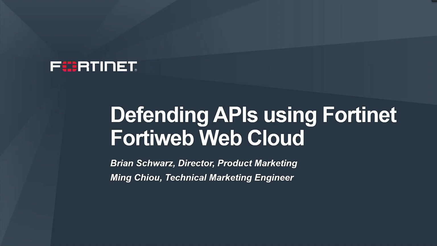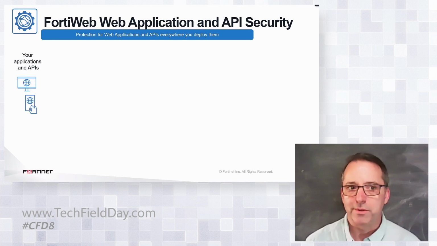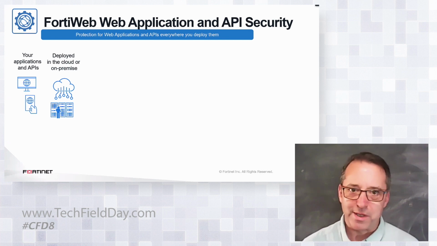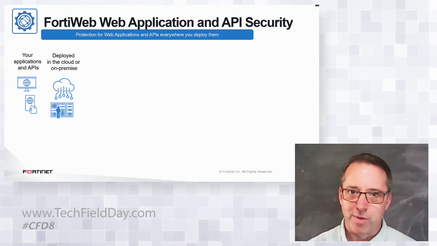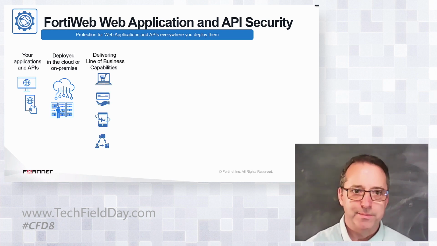What I wanted to talk to you today was about how we defend APIs using Fortinet's FortiWeb Cloud. Just to set the stage, I want to talk about what we're trying to do here with our FortiWeb product. In many ways, you think about FortiWeb as a WAF, but our real goal is to help you defend your applications and your APIs wherever you're deploying them. Today, we're deploying applications in our own data centers, in clouds, both public and private, and we need to have a solution that covers all that ground.